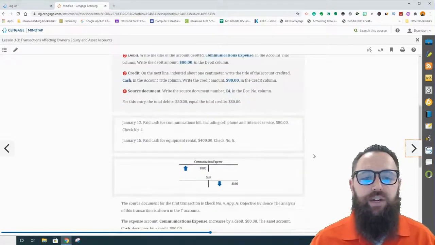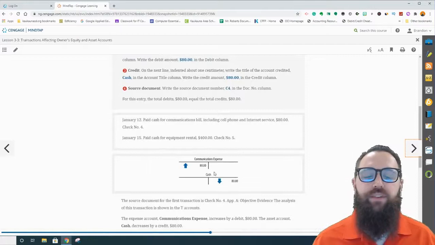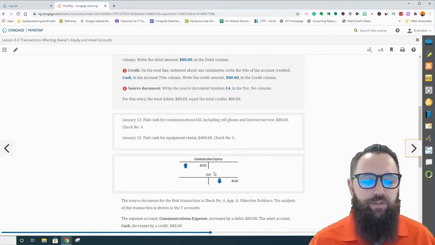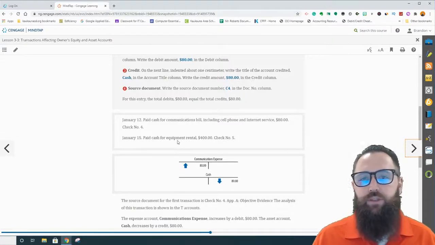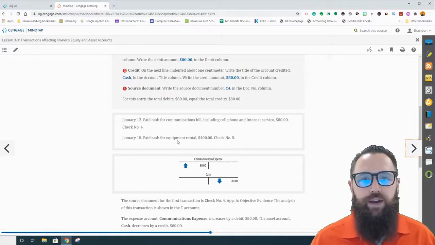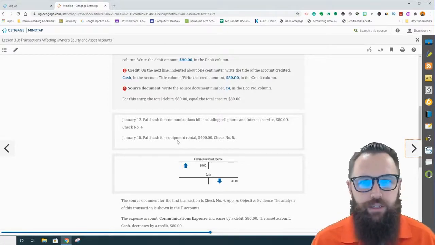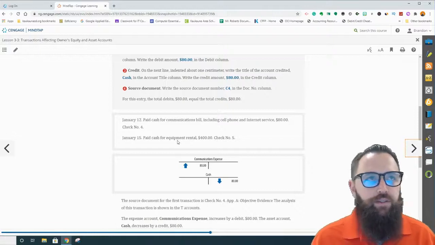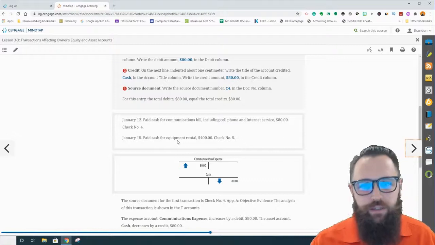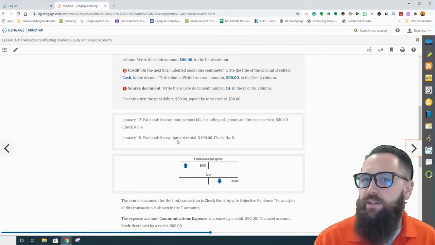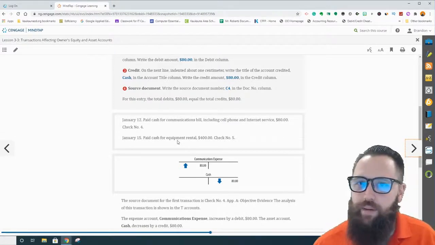So we paid cash for an expense. We go, okay, what is actually being affected here? And we have 2 different ones. It says paid cash for communication bill, which is cell phone and internet. And then down here it says paid cash for equipment rental. So they're just going through 2 of them. What we need to ask ourselves, though, is what's affected? Well, expense is going to be affected, and my cash is going to be affected. If I pay cash for an expense, is cash going to go up or down? It's going down. It needs to be credited. What about expenses? Well, the increase in expense, we need to debit it.